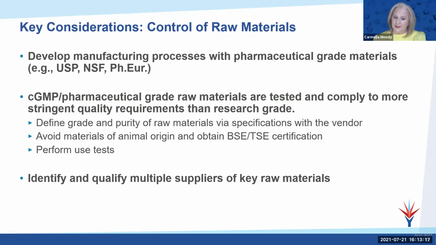For early phase, it's usually not time effective to identify and qualify multiple suppliers. Certainly, if you can, that's a good thing. But by the time you get further down in your development program, you are absolutely going to want to qualify multiple suppliers of your key raw materials. You want to think out for the long haul, think out, whether your supplier is going to be able to supply your raw material for the next 20 years.